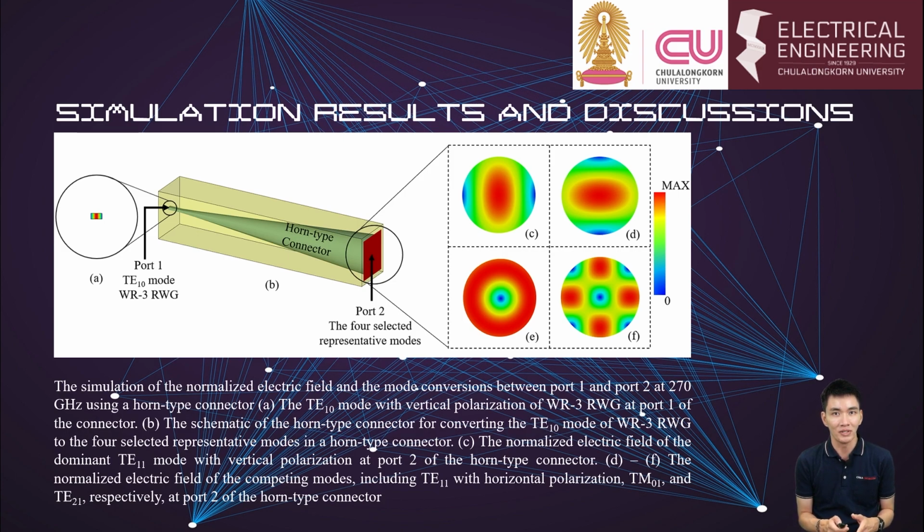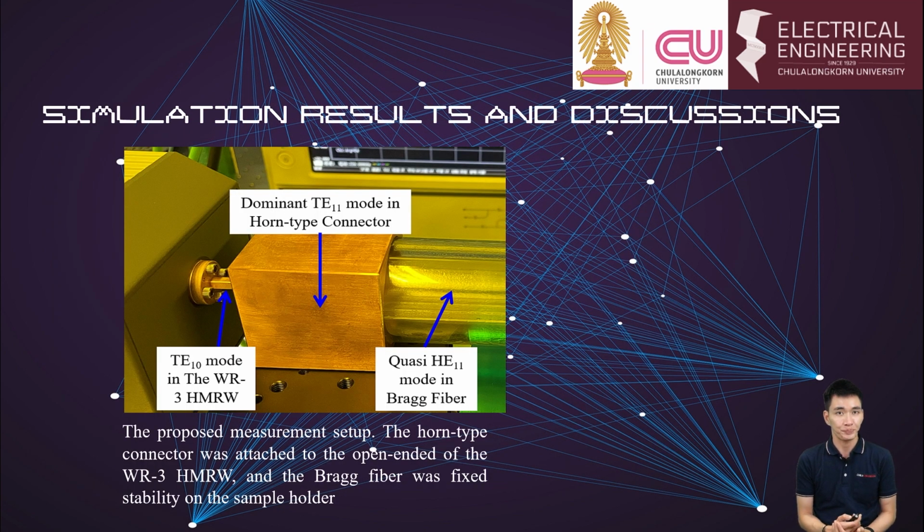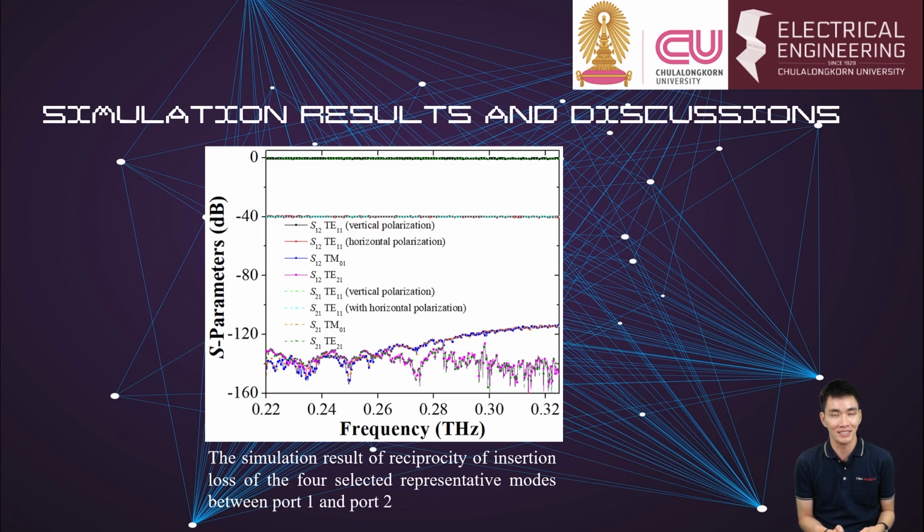namely TE11 mode with horizontal polarization, TM01 mode and TE21 mode, which are also selectively represented at port 2 of the horn-type connector. Okay, and this figure shows the proposed measurement setup using a horn-type connector attached to the WR3 rectangular waveguide, aka HMRW, and the black fiber fixed securely on the sample holders. Okay, let's move to the simulation results and discussion.